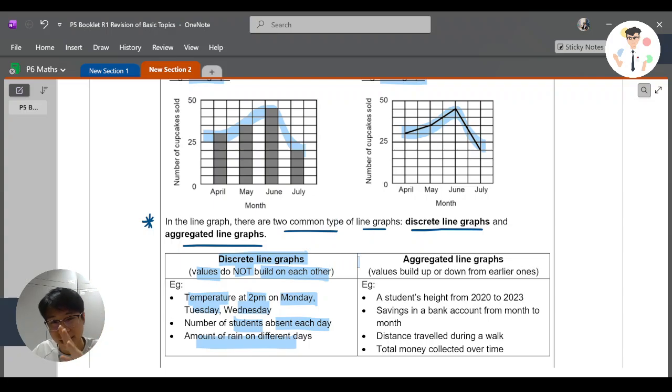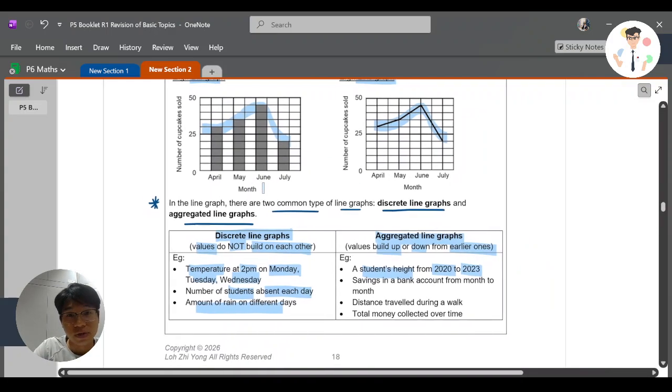But on the other side, there's a different line graph, which I name the aggregated line graph. This one is important. Why? Because it's very, very tricky. In this one, the values build up or down from the earlier ones. Huh? What do you mean? Let me give you an example. A student's height from 2020 to 2023.